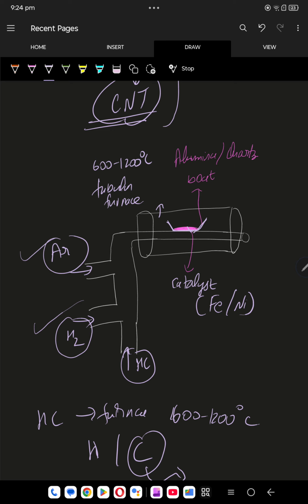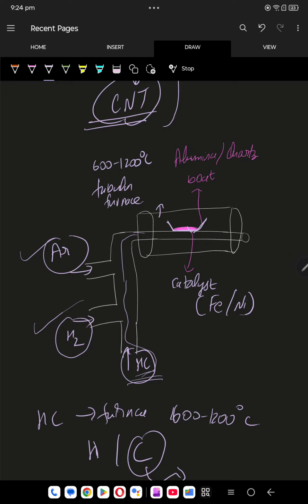Okay, let me just quickly repeat. One more thing is, any hydrocarbon can be passed into this, right? There are many examples, say ethylene, any hydrocarbon. If the hydrocarbon is liquid, we have to heat it, and then that vapor is passed into the furnace. If it's a solid, then it has to sublime, going from solid to gas, and then that can be passed into the furnace.